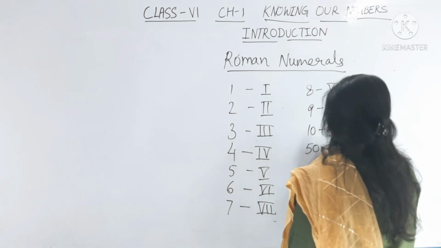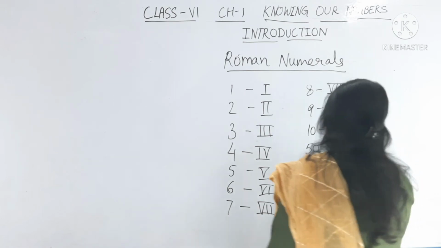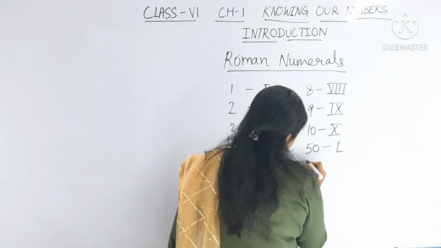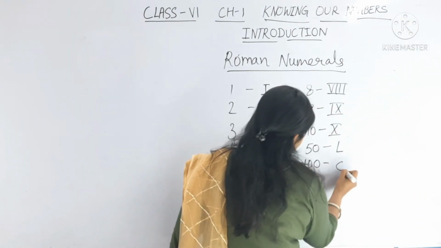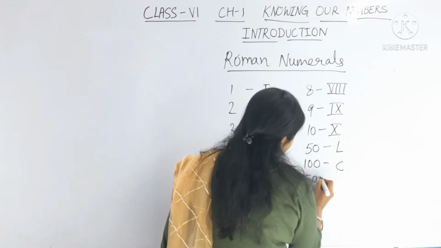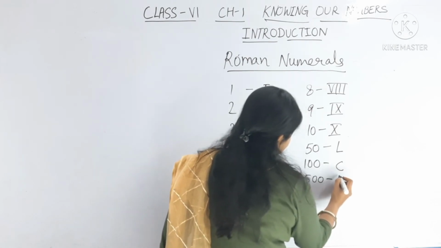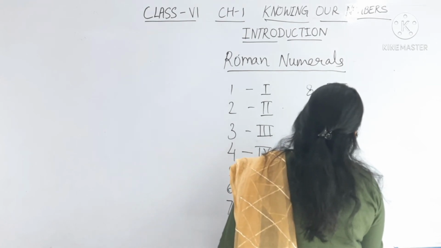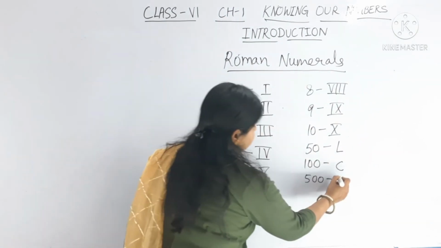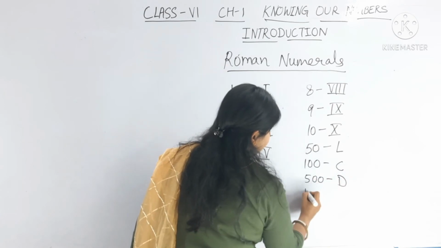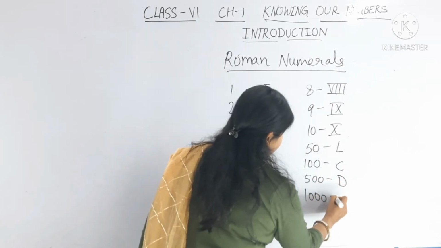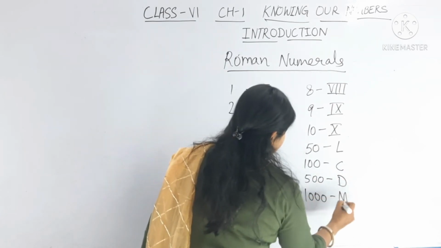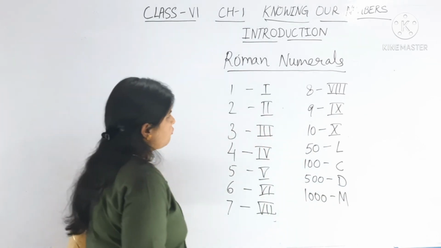Now for 50 it will be L. For 100 it is C. For 500 it is D. Okay, so you have to know this one.